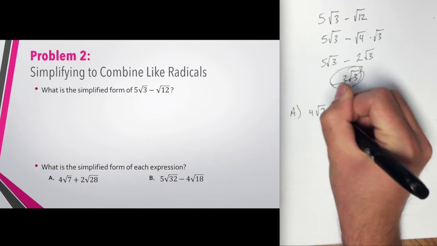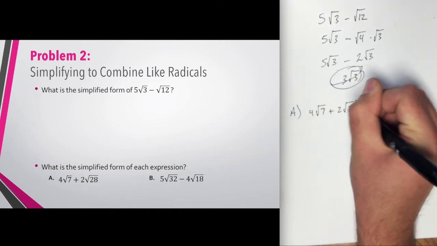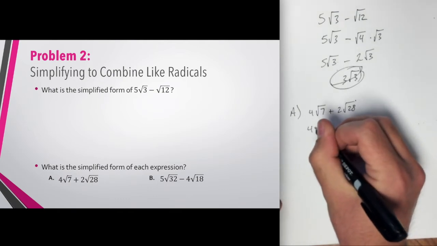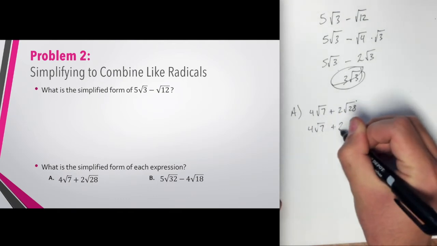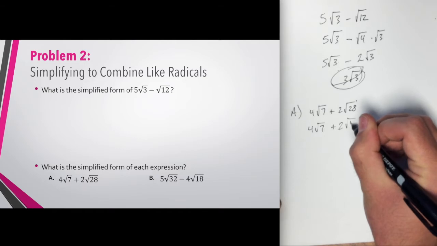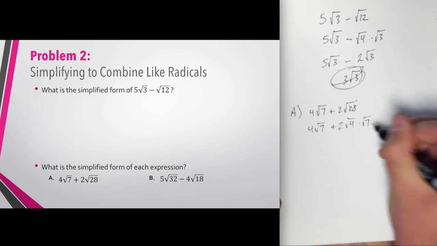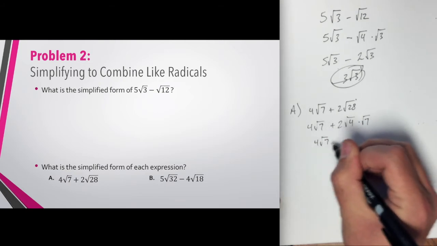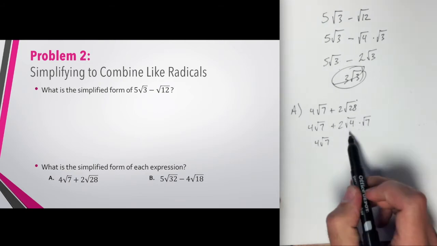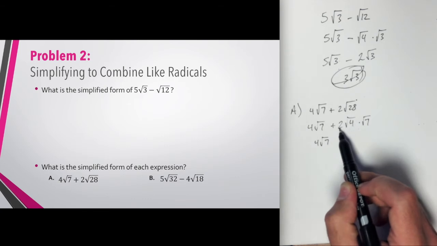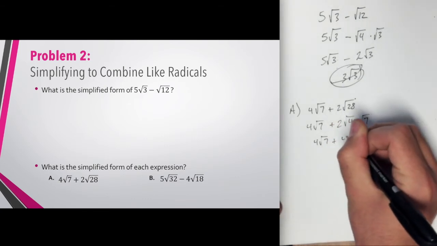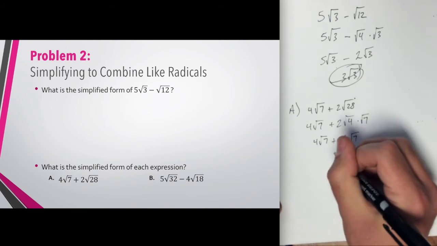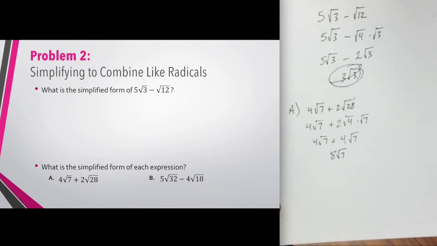4 square roots of 7 plus 2 square roots of 28. The 7 can't be simplified, but the 28 can. So 4 square roots of 7 plus 2 square roots of 4 times the square root of 7. And now we can simplify that. 4 square roots of 7 plus the square root of 4 is 2 times 2 makes that plus 4 square roots of 7. And now 4 and 4 make 8 square roots of 7.